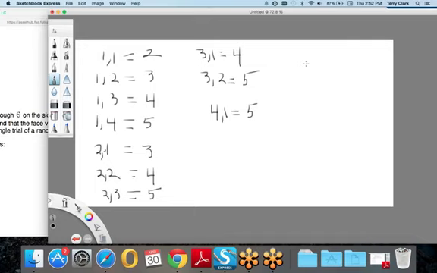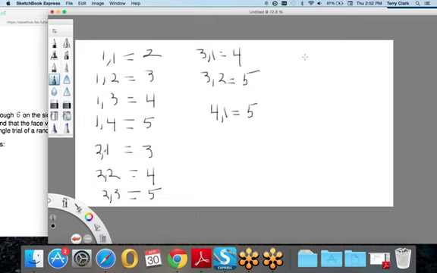2, 1 and a 3, 1 and 4, 1 and 5, and 1 and 6. Okay, so 1 is going to have 6 outcomes. When I throw a 2, it's going to have 6 outcomes. When I throw a 3, it's going to have 6 outcomes. When I throw a 4 first, it's going to have 6 outcomes. When I throw a 5 first, it's going to have 6 outcomes. And when I throw a 6 first, it's going to have 6 outcomes.